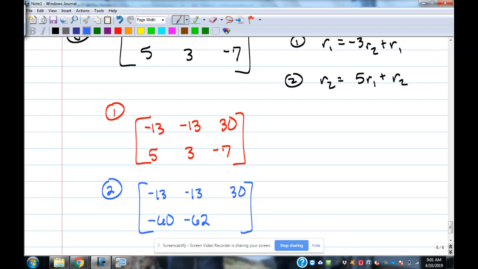5 times 30, 150, plus -7, 143. And that right there is the answer to the whole problem, because you've completed the 2 row operations that they have. If there were a third row operation, you would use this to do the third row operation. So it's a successive, in order kind of thing with those.